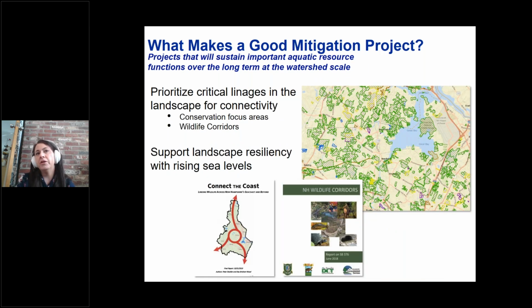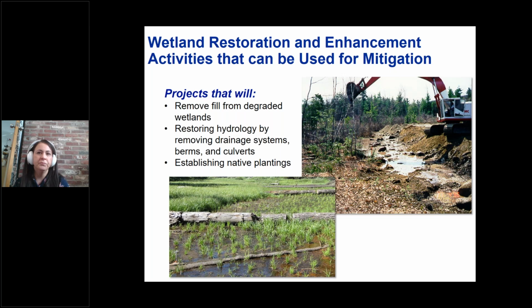And prioritizing locations that are critical linkages in the landscape to support long-term connectivity for wildlife corridors and conservation focus areas. This is a map showing the conservation parcels in the Great Bay Area. Creating linkages between those parcels is key to creating large unfragmented blocks. Rather than having mitigation dispersed and fragmented, we want to concentrate efforts and build upon pre-existing conservation. Next slide. So that's sort of the overall, like, what makes a good mitigation project.